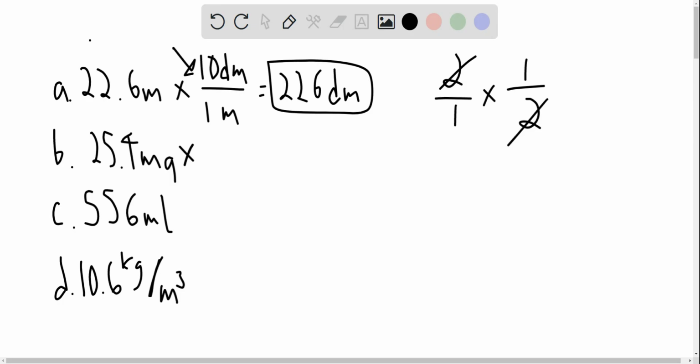Let's look at this next question. 25.4 milligrams. We have to convert it to kilograms, so we have to convert it to grams first. So how many milligrams are in 1 gram? You have 1,000 milligrams in 1 gram. And we're going to have to put the unit we want to cancel out on the bottom, so it's 1,000 milligrams on the bottom. We want to convert it to grams first, so that's on the top.